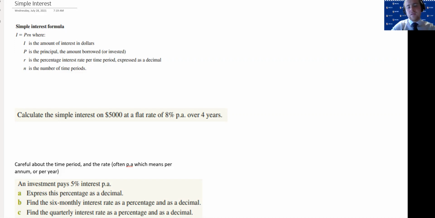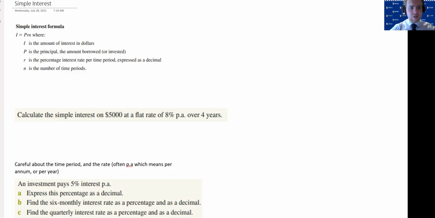So there are two kinds of interest. There's simple interest and there's compound interest. Compound interest is definitely the one that is used the most, but we're going to start with simple interest. It has a simpler calculation and helps us understand the concept of interest as well.